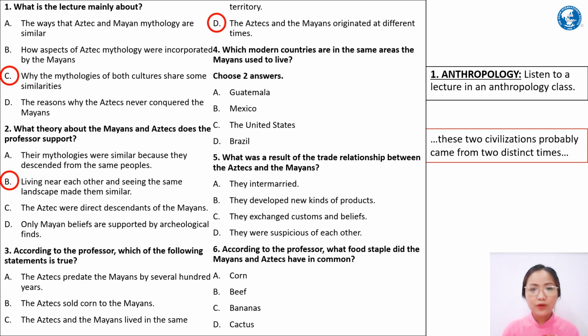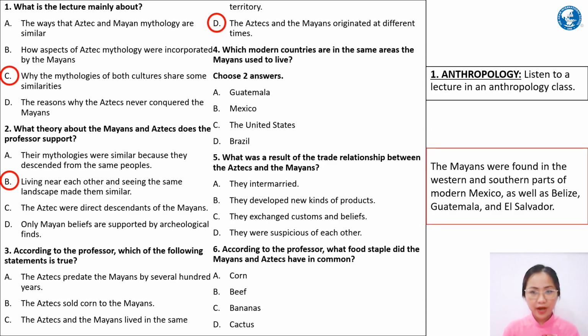Number 4. Which modern countries are in the same areas the Mayans used to live? For these questions, you need to choose 2 answers. In the recording, the Mayans were found in the western and southern parts of modern Mexico, as well as Belize, Guatemala, and El Salvador. So the correct answers are A and B.